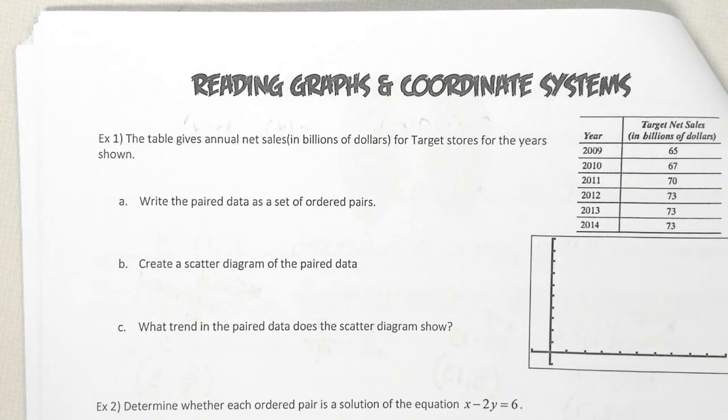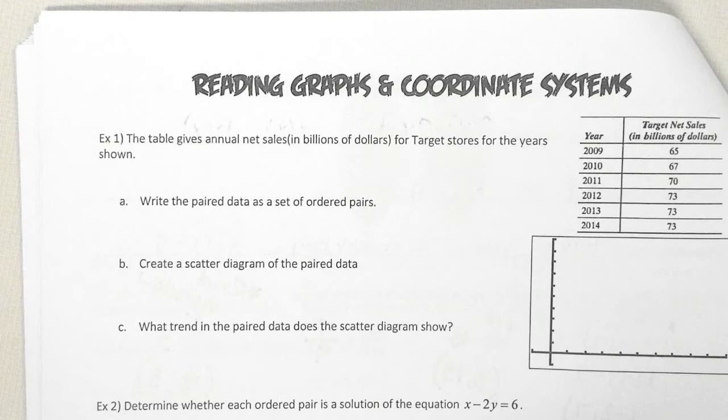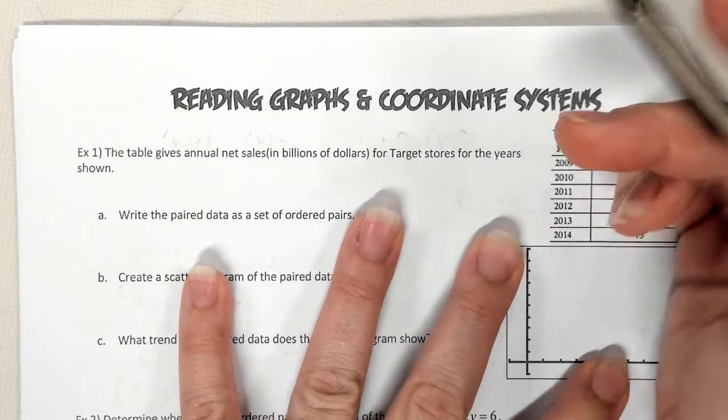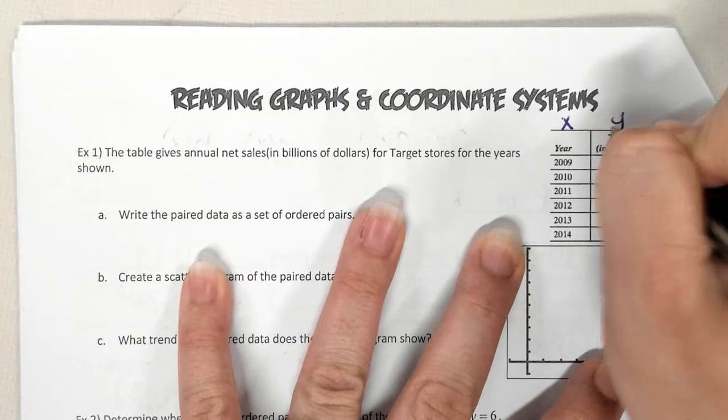Okay, so it says the table gives annual net sales in billions of dollars for Target stores for the years shown. So it says write the paired data as a set of ordered pairs. Well, a set of ordered pairs is x comma y, correct? And my table, this is my x and this is my y.